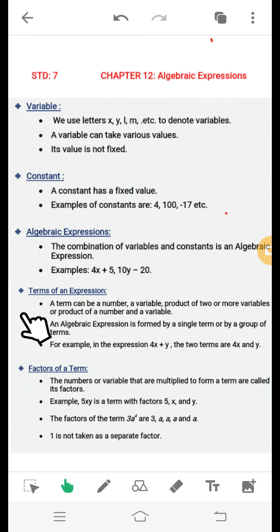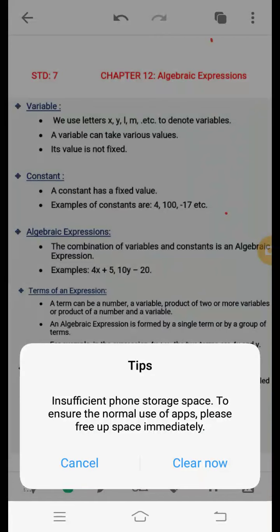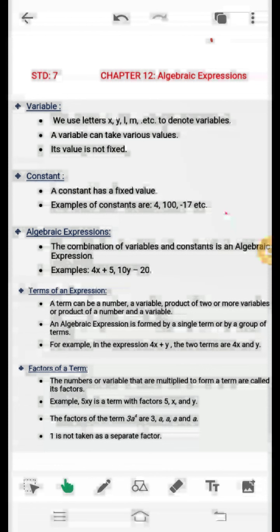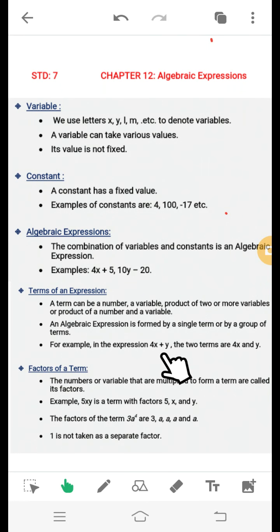Now, what are the terms in an expression? A term can be a number, a variable, a product of two or more variables, or a product of a number and a variable. An algebraic expression is formed by a single term or by a group of terms. For example, in the expression 4x + y, the two terms are 4x and y.